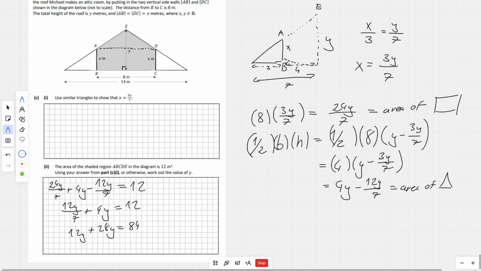So 12y plus 28y, that will be 40y is equal to 84. Then we just divide both sides by 40. And y will be, so 84 divided by 40, y will be 2.1 meters. Which if you think about the height of a roof, makes sense, and that will be our answer.